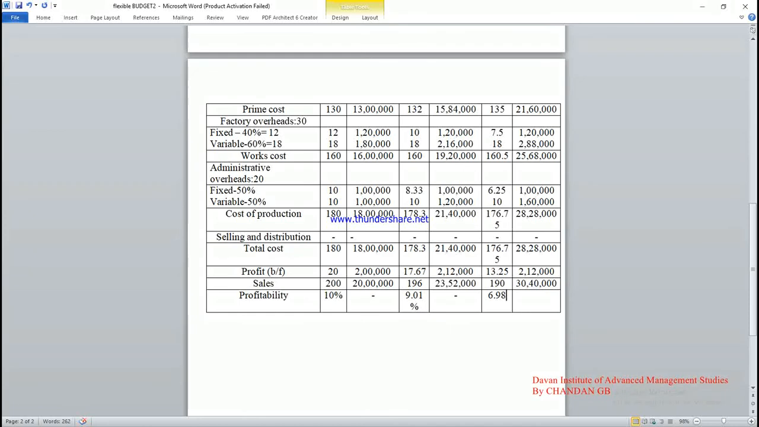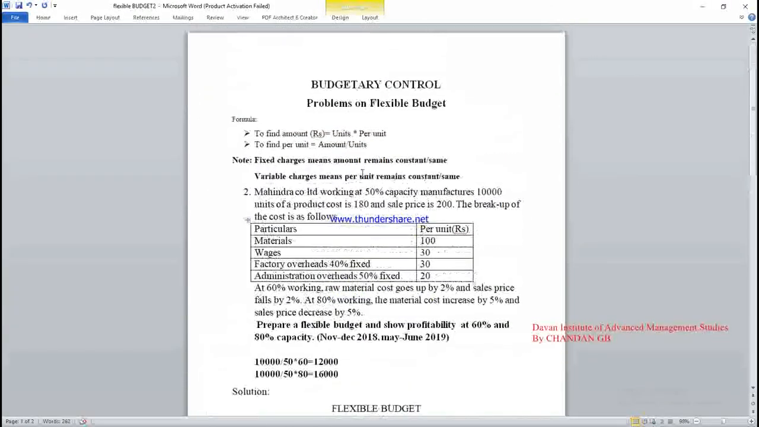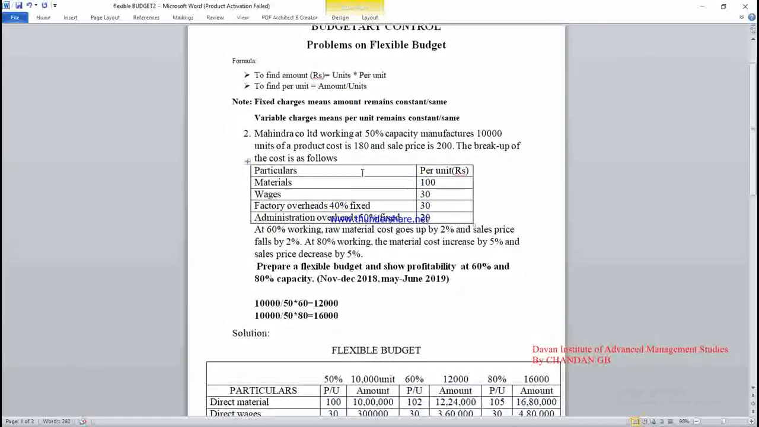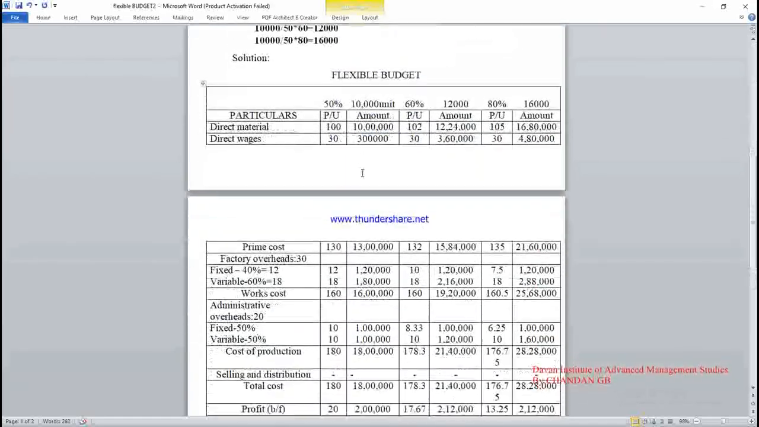See, this is the concept of flexible budget. If you have any doubts regarding this concept or question, you can contact me personally, or you can come with the classroom app. Okay, this is the concept of flexible budget.